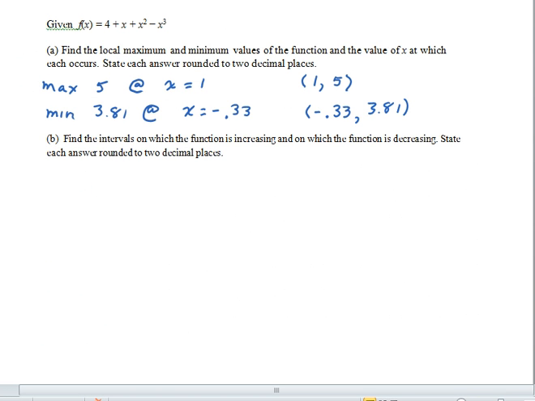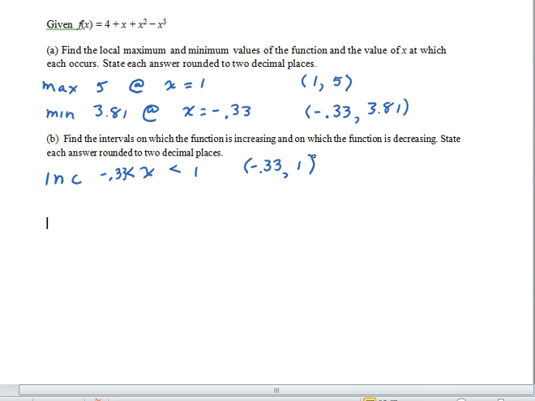And so the increasing interval is for x greater than negative 0.33 and x less than 1. In interval notation, this would be from negative 0.33 to 1. Now, some authors will use the closed interval. Some will use the open interval. In Stewart 6th edition, which we are using, the closed interval is preferred.